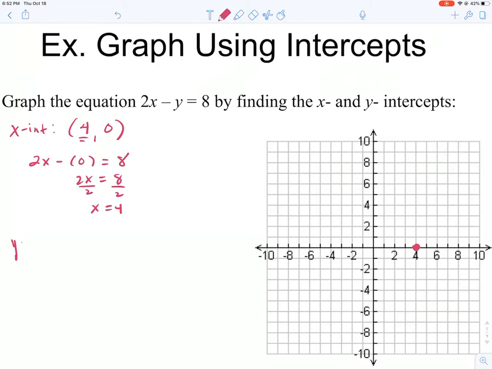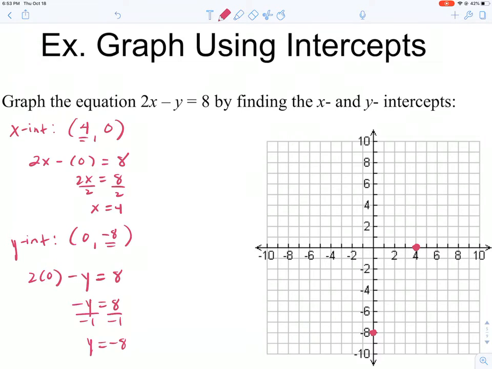Okay, and then let's find our y-intercept. We know the y-intercept will be of the form 0, a number. So we can substitute 0 in for x and then solve for y. So we'll have negative y equals 8. And if we divide by negative 1 on each side, we'll get y is equal to negative 8. So we can graph that point.